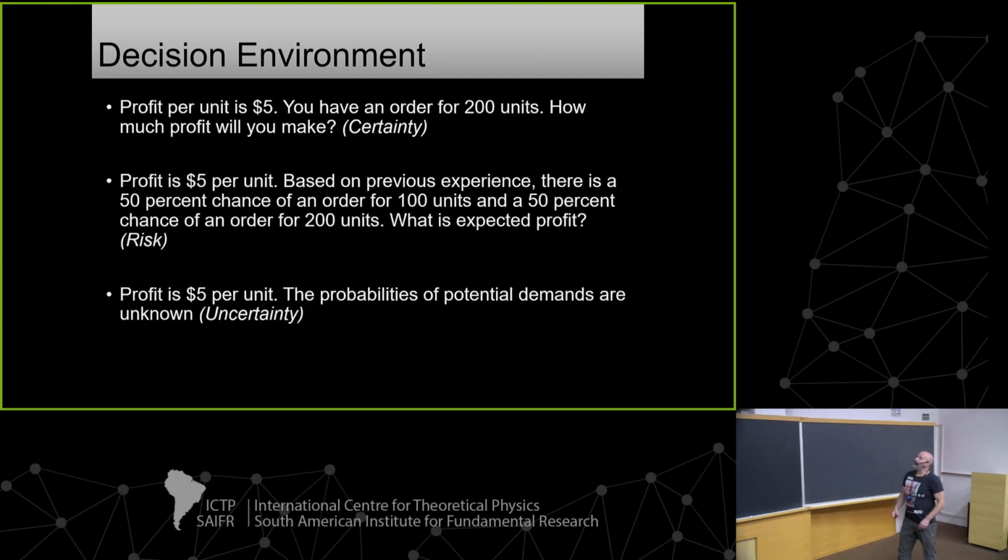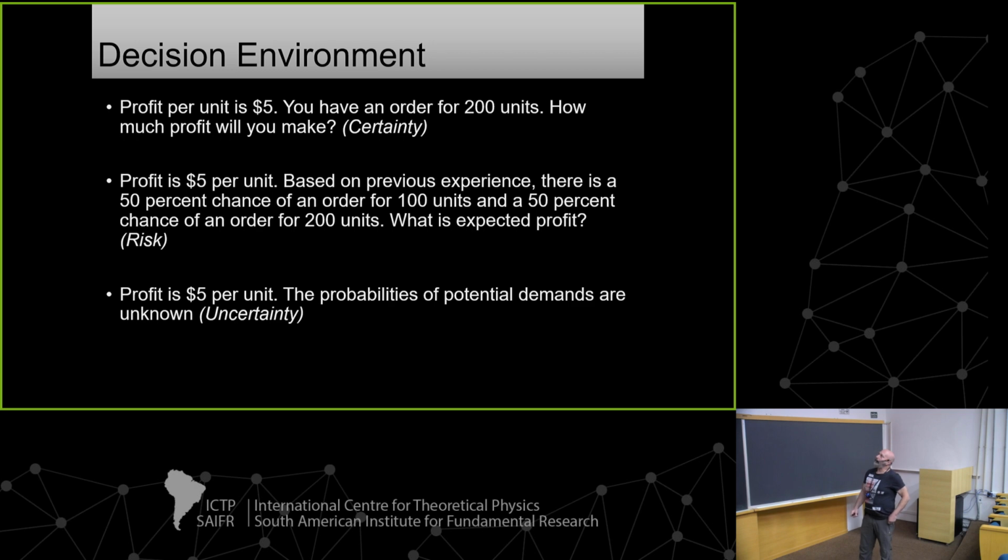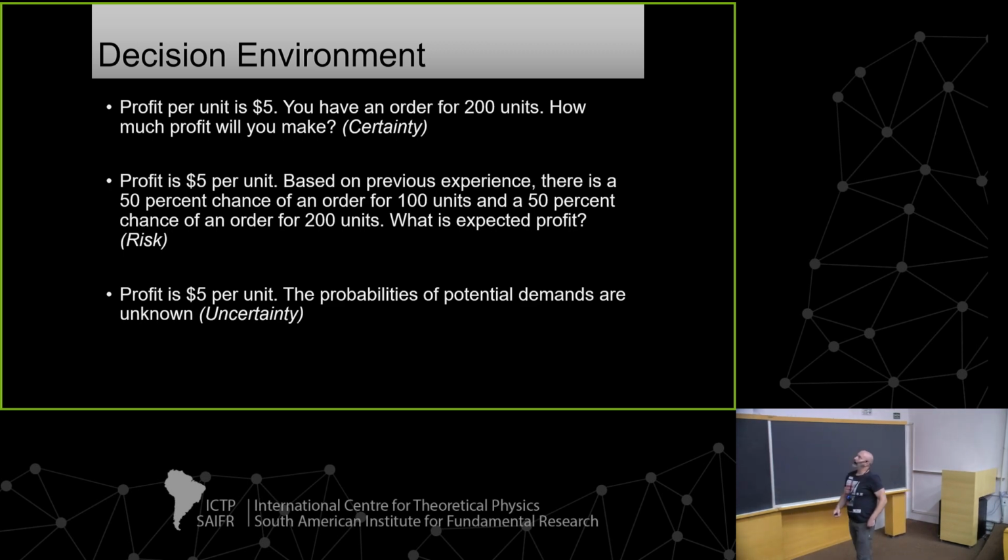Let's go to some examples. The profit per unit is 5. You have an order for 200 units. How much profit will you make? You multiply 5 by 200, and this is what you will get.